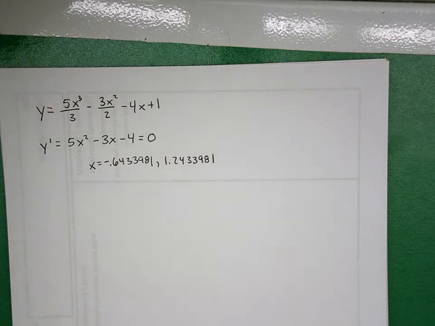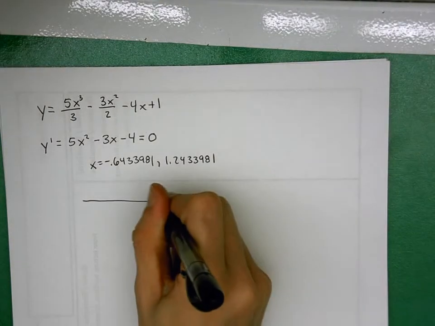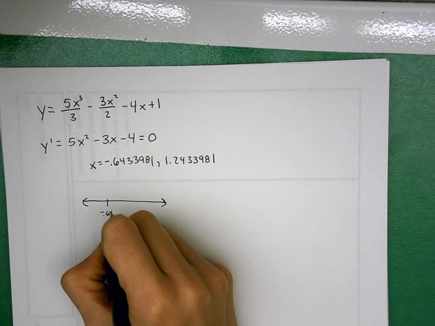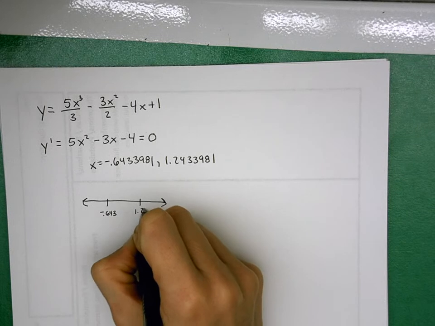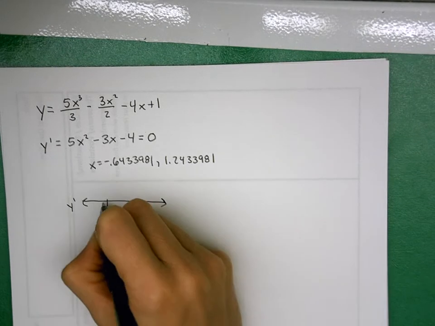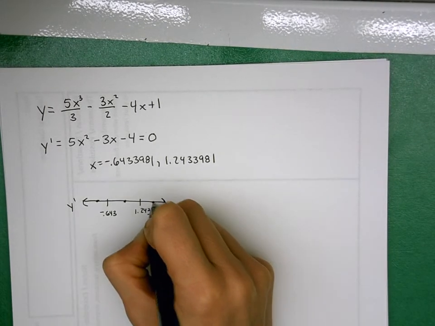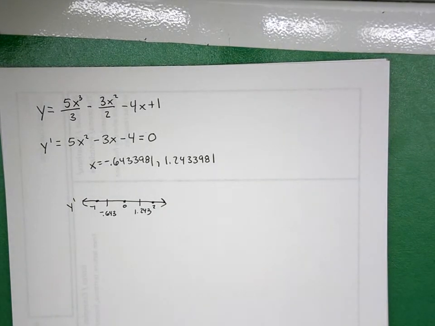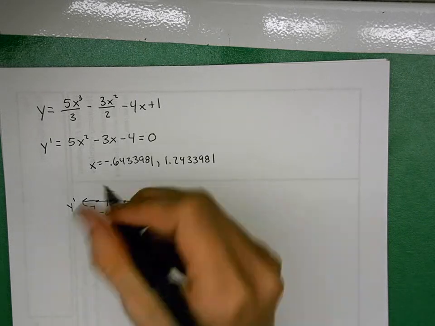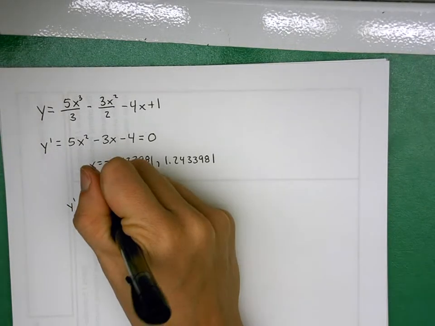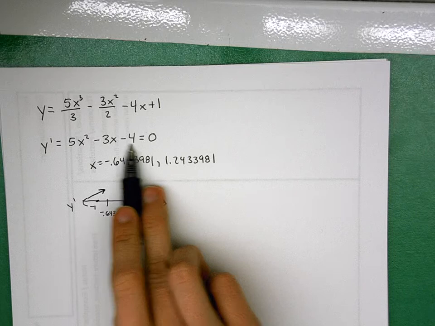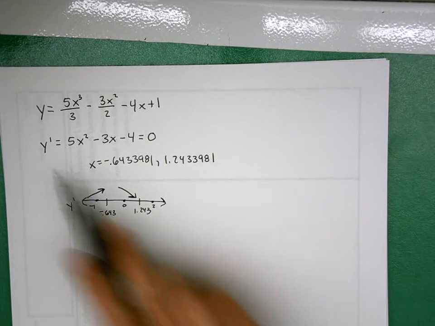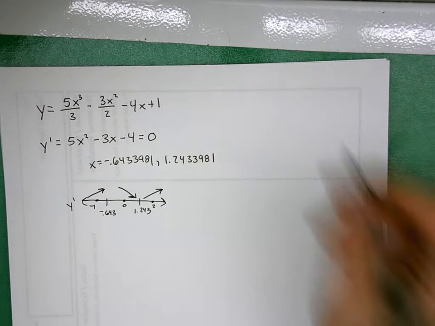Okay, so let's go ahead and do our number line test. Again, we're plugging these into y prime. I'm going to take -1, 0, and 2 and plug them into y prime. When I plug in -1, I get a positive number, so I know my original graph is going to be going up. When I plug in 0, I get a negative, so I know my original graph will go down. When I plug in 2, I get another positive, and so I know my graph will be going up. So I can answer the questions.